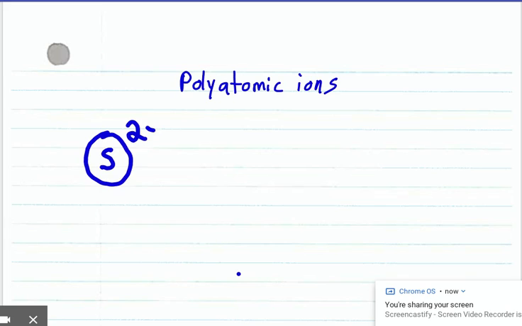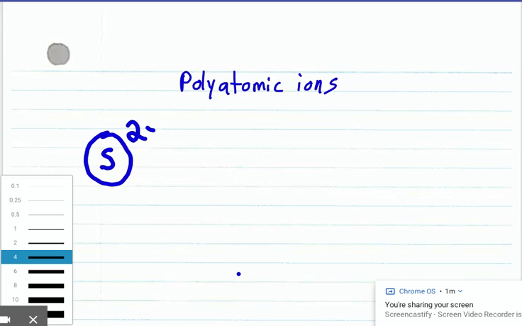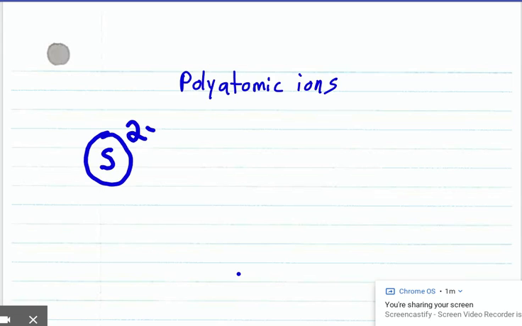This is just a regular ion. Now, there's another type of ion, and this is when you have a group of nonmetals that are bonded together. And when they're bonded together, they carry an overall ionic charge. So this ion right here, this is a sulfide ion.